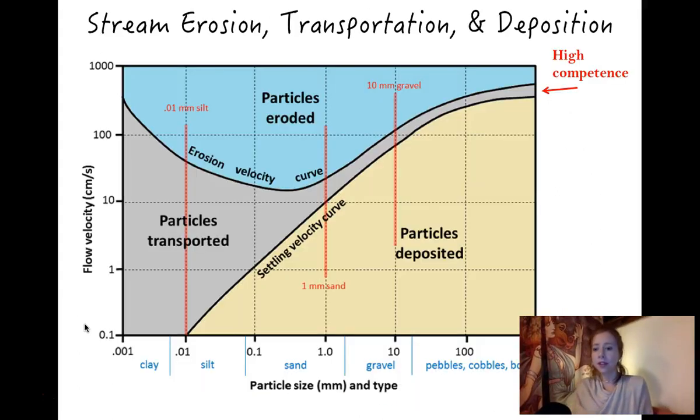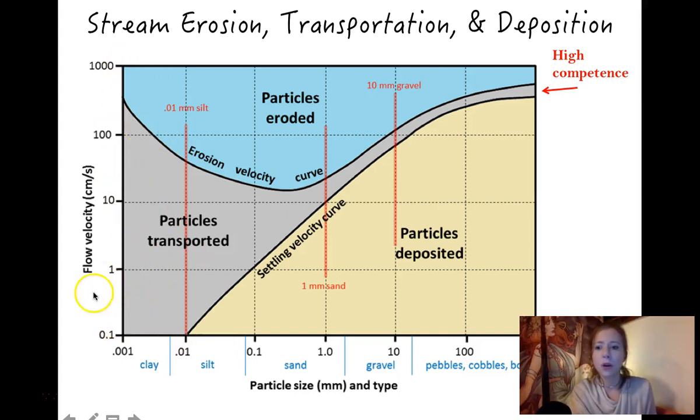Now, this is a bit of a complicated graph. It's showing the relationship between particle size and flow velocity, and whether the particles will be transported, eroded, or deposited. So let's start down to the left where we have clay. We have fine particles down by the left here. And the flow velocity is slowest down at the bottom of this y-axis, and it is fastest at the top, and this is a log base 10 scale, so we're going up by factors of 10, increasing.